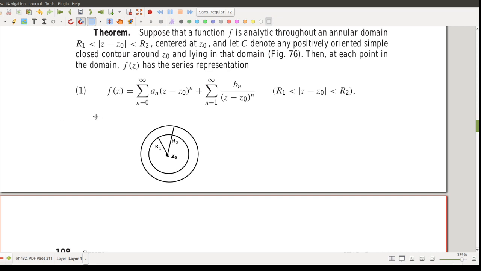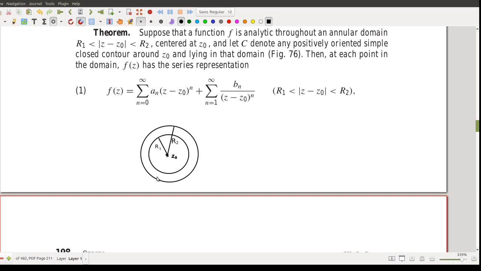In that case, we use the theorem called Laurent's theorem. Suppose that a function f is analytic throughout an annular domain R1 < |z − z0| < R2. So that is this annulus region. In this region, we can assume that the function is analytic, even though it is not analytic at z0. Then this annular region is about z0, and let C denote any positively oriented simple closed contour around z0 and lying in that domain. So the domain is in fact this annular region.